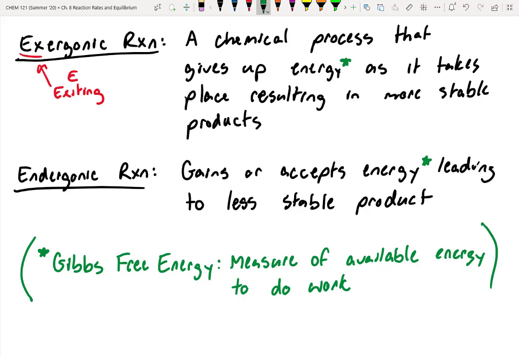The book kind of gets wishy-washy with how they define energy, and we'll talk more about that later. There's different types of energy, right? There's heat energy, but then there's potential energy, meaning it's still available energy that could do work, but it's not heat energy. So Gibbs free energy is kind of the net sum of all energy, whether it's heat or potential energy, that allows something to do work. So it's a lot more specific.